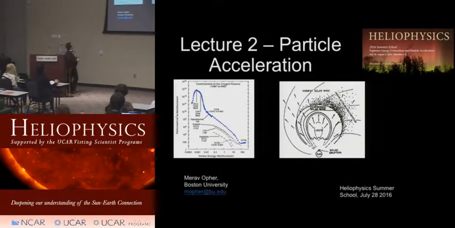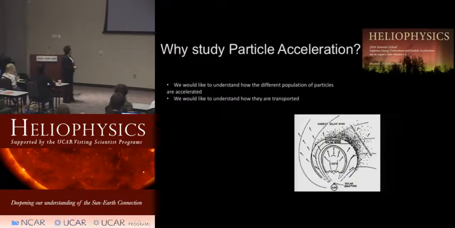Okay. So, particle acceleration, again, is very similar to the shocks. It's present everywhere, not just in space physics, but in astronomy. And I think the main question we would like to understand is how they're accelerated, the different populations. So I'm going to show you some schematics of the different types of populations of particles that exist in space physics. So I'm going to concentrate more on space physics.